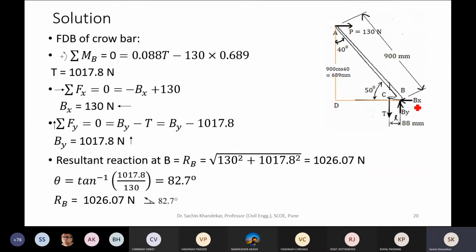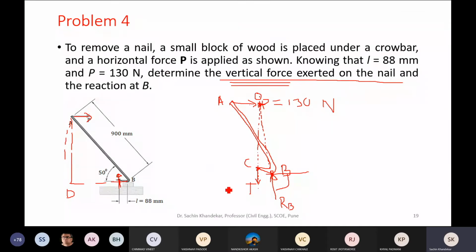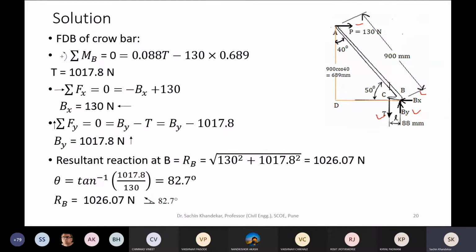Now see here, as I resolve RB into two components, how many forces are acting on this crowbar? 1, 2, 3, and 4. So the problem of a three coplanar concurrent force system has been converted into a coplanar non-concurrent force system. And now in this example, as far as this FBD is concerned, there are four forces.